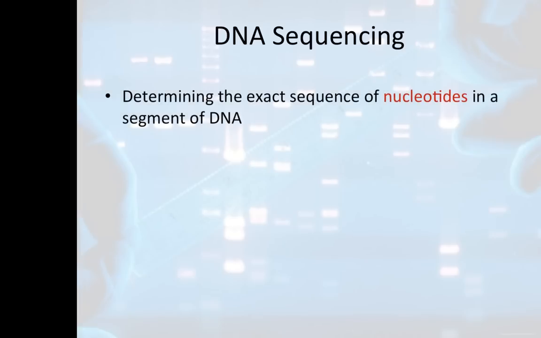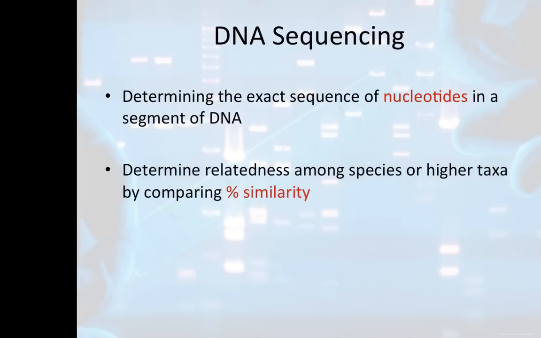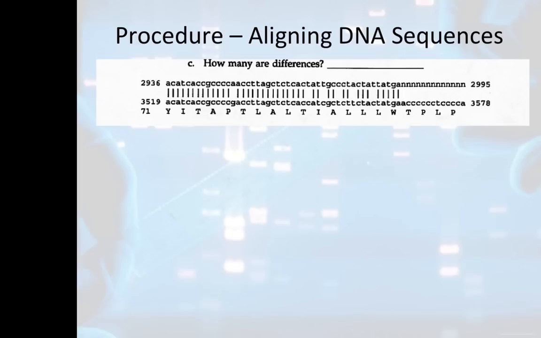Again, we compare the exact sequence of nucleotides of two species. We calculate the percent similarity of the sequences, and based on the similarity we construct a phenogram, or a tree, to describe the pattern of relatedness that we observed. You're going to be doing this in lab, and here's what it's going to look like.